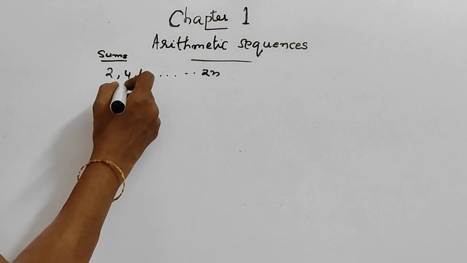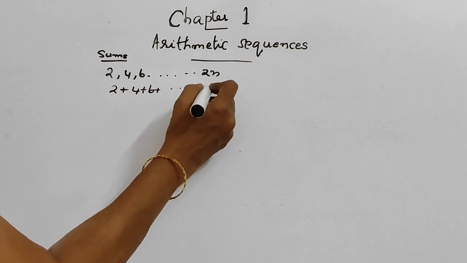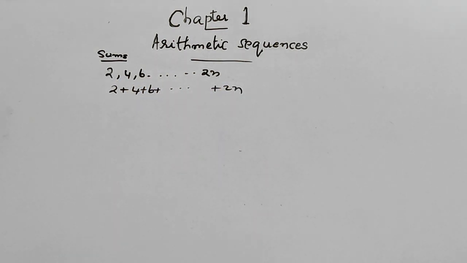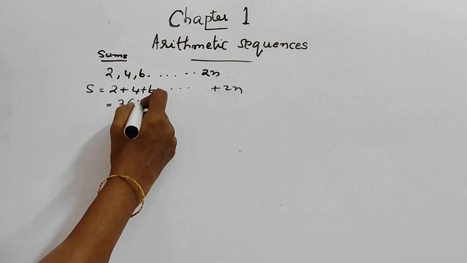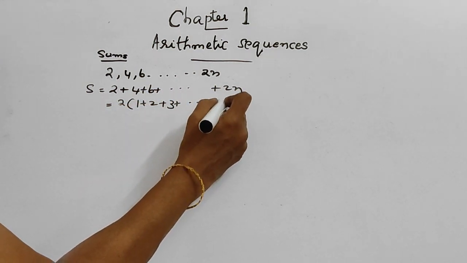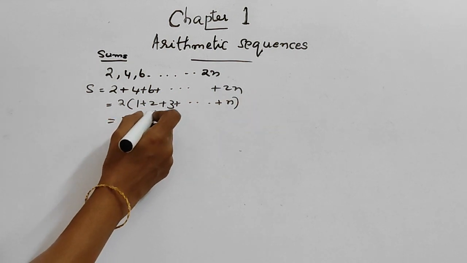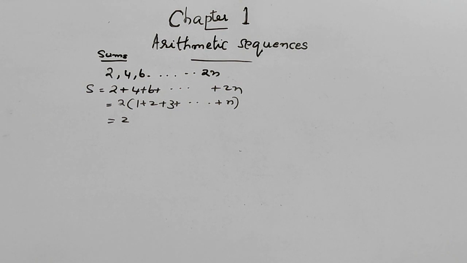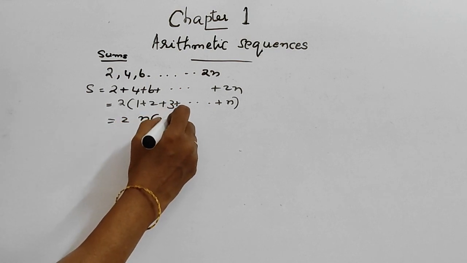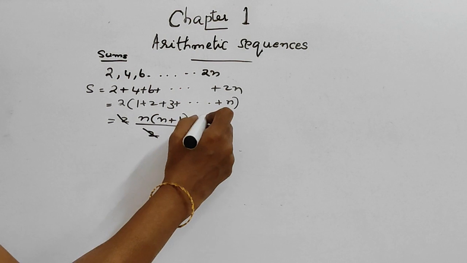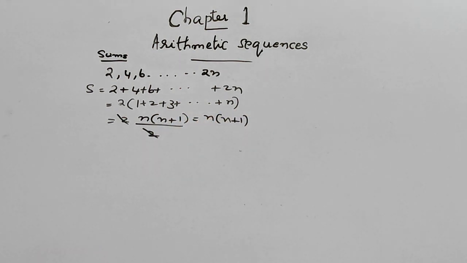In order to find their sum, 2 plus 4 plus 6 plus and so on up to 2n, we write the sum S as 2 times (1 plus 2 plus 3 plus and so on plus n). Now we have studied that the sum of the first n natural numbers is n into (n plus 1) by 2. Cancelling, we get n into (n plus 1). So the sum of the first n even natural numbers is n into (n plus 1).